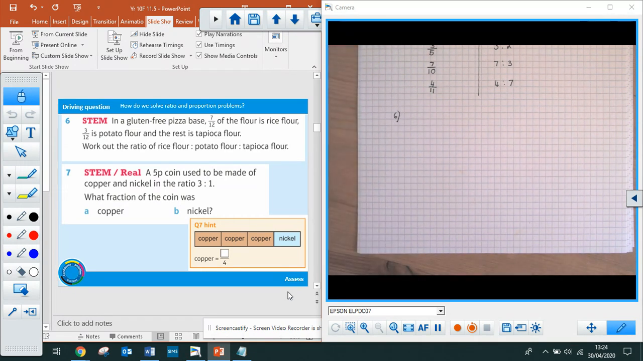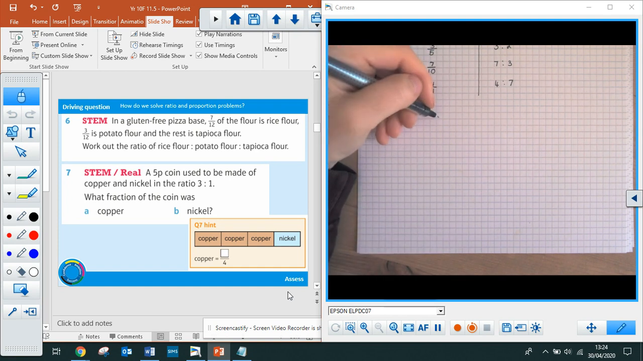Okay, so question 6 says, in a gluten-free pizza base, 7/12 of the flour is rice flour, 3/12 is potato flour, and the rest is tapioca flour. Okay, so first, what I'm going to do, because it says work out the ratio of rice flour to potato flour to tapioca flour, I'm going to write the ratio out with the fractions in first.